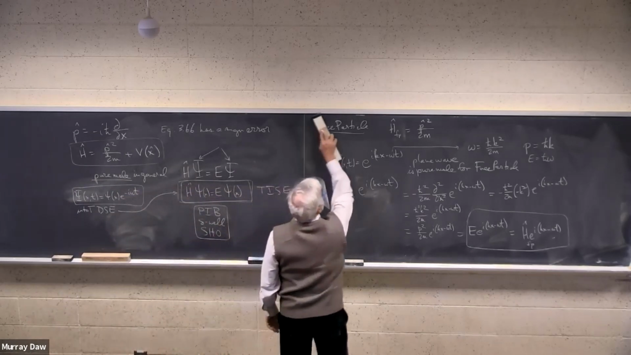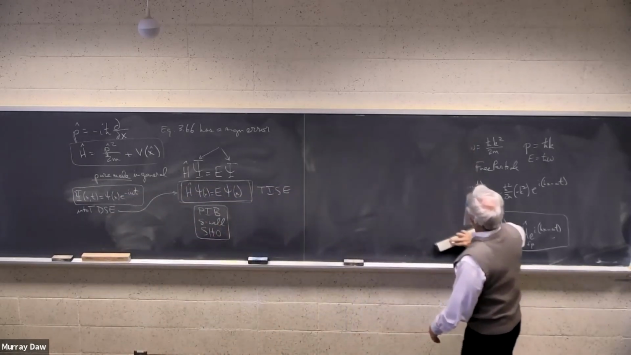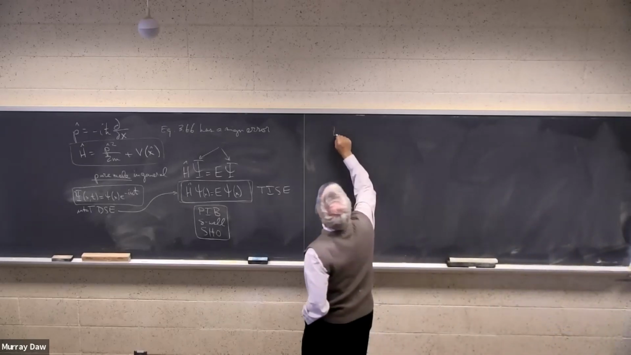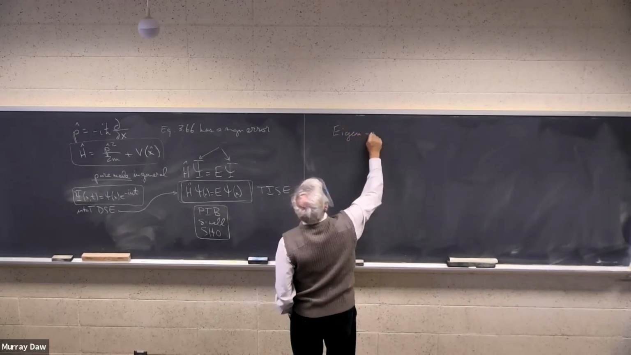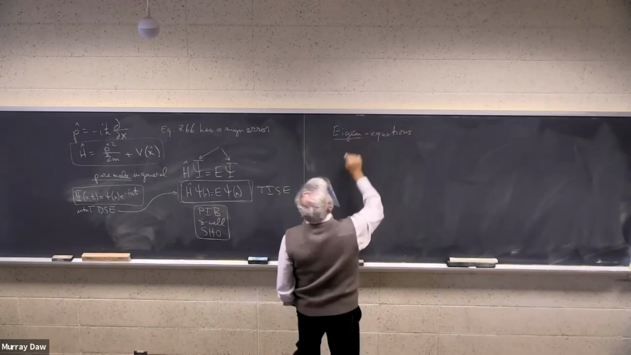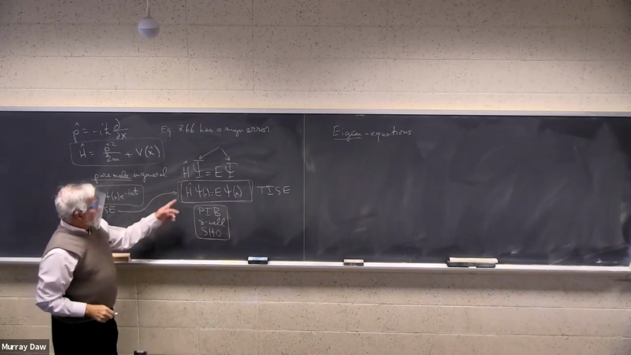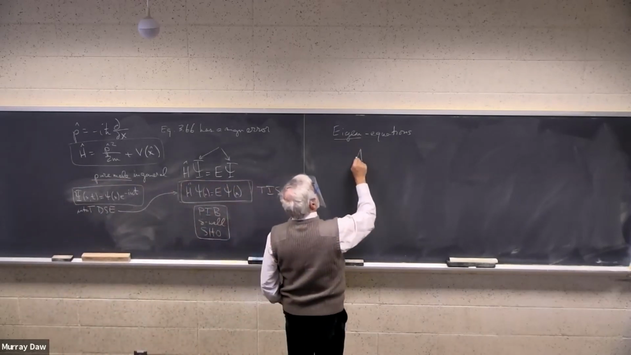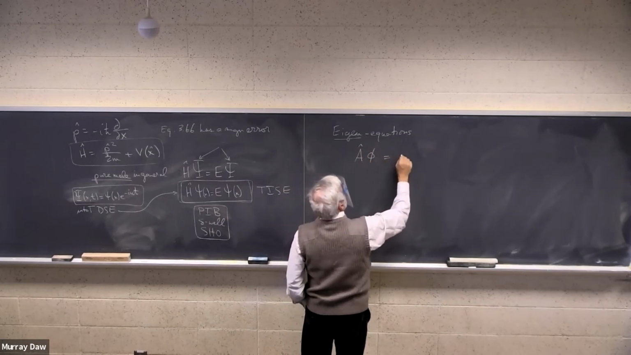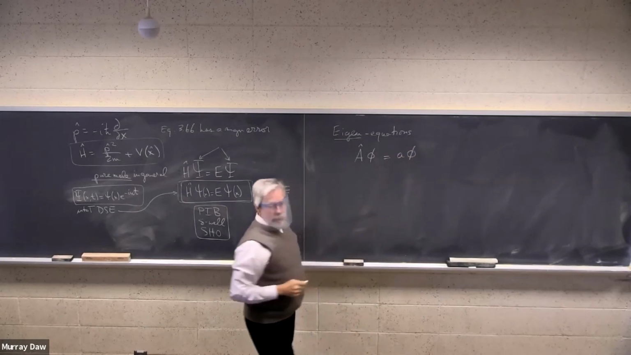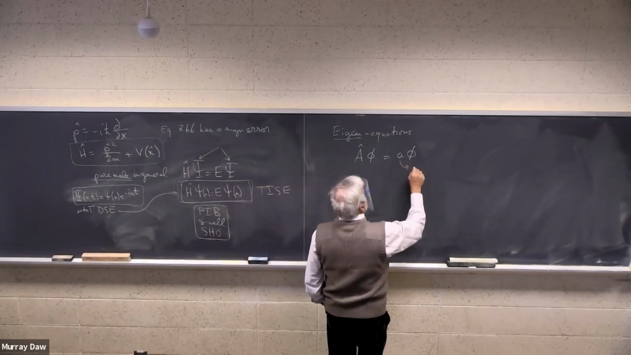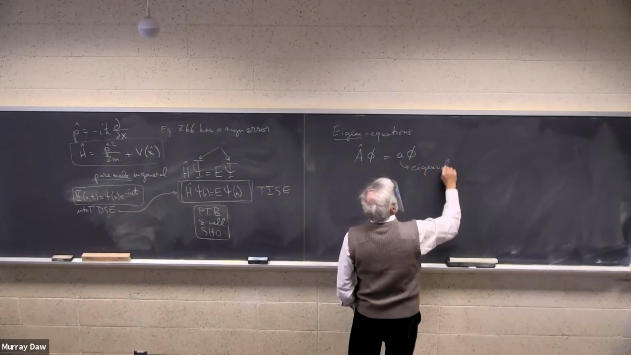Equations of this form have a special significance in quantum mechanics. They're called eigenfunction equations, or eigenequations. Eigen comes from German, meaning same. So an example of an eigenequation is some operator acting on some function gives back a number times that function. That's an example of an eigenequation. This number is called the eigenvalue.